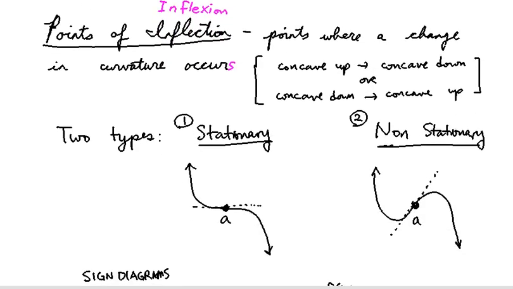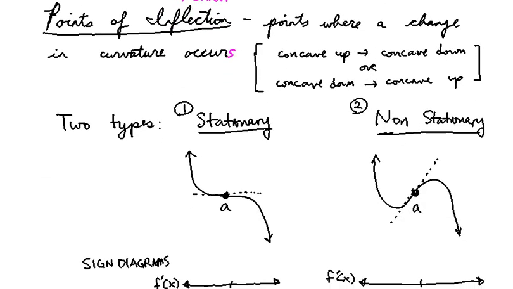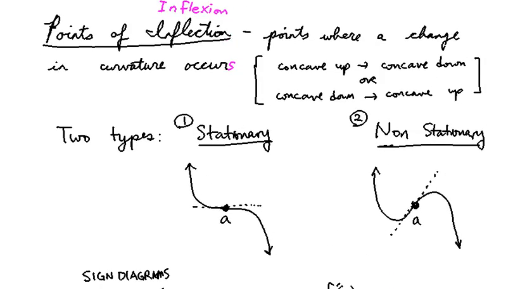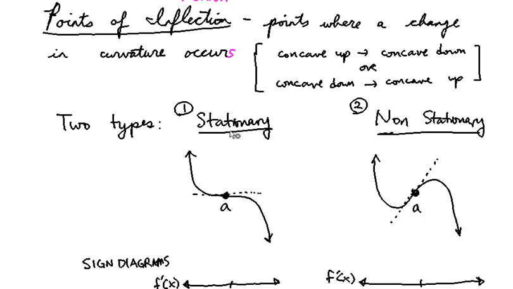There are two types of points of inflection, and the first one is stationary, which we've already seen.